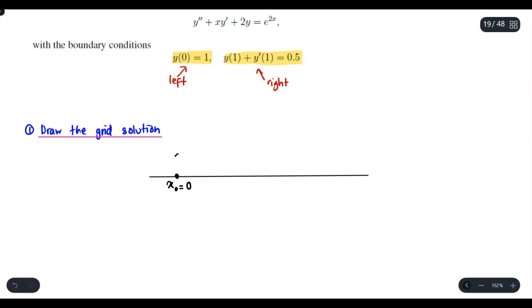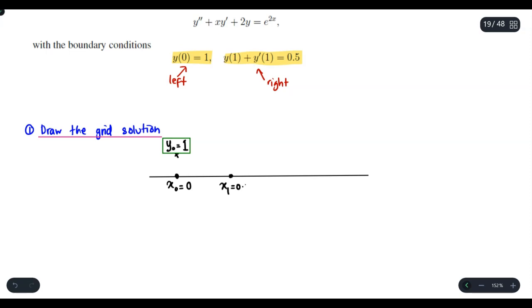When x is x0, the corresponding y is supposed to have the same subscript as well. So you have y0. In this case, y0 equals 1. You can put straight away y0 equals 1 based on the given boundary condition at the left boundary. And then your h is 0.5. h is the step size of x, so it means that somewhere here you will have your x1.